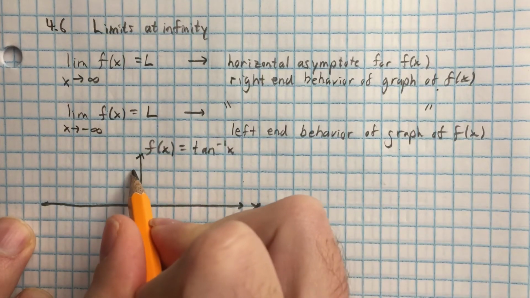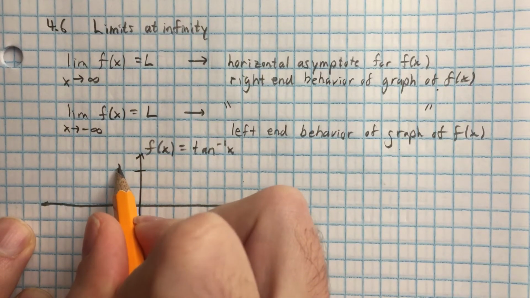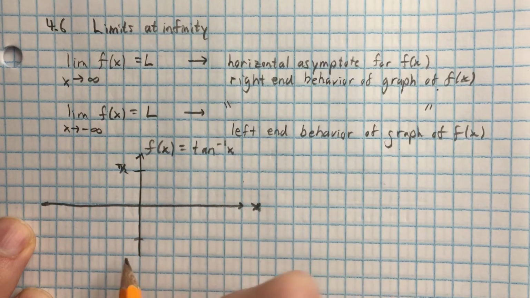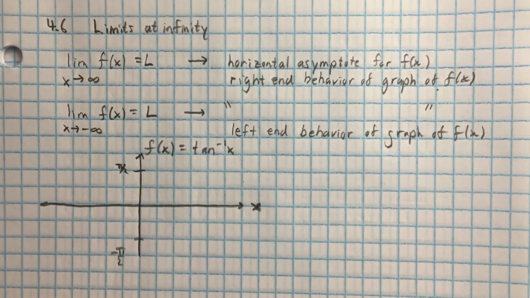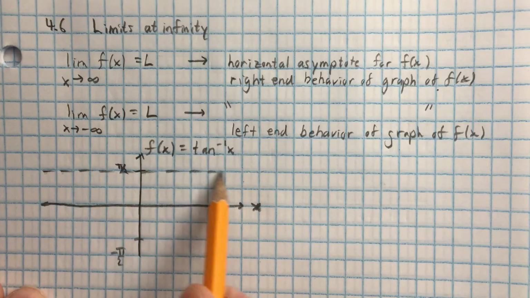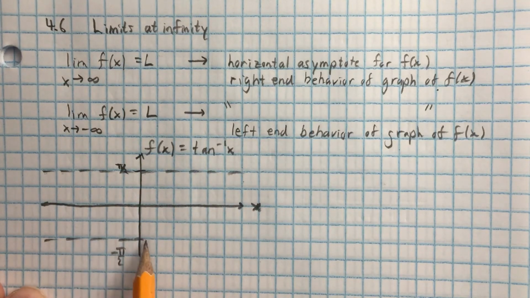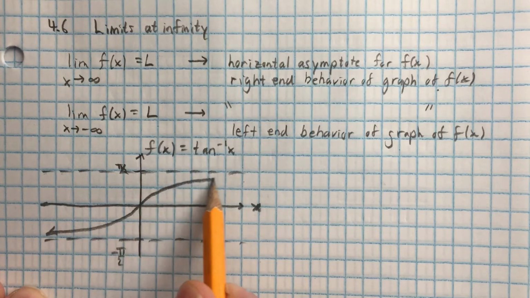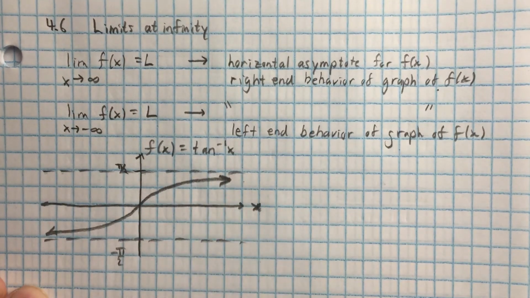All right, so we'll call this pi on 2, and symmetrically down here, negative pi on 2. It turns out that those are horizontal asymptotes for the tan inverse function. And the graph looks something like this. Well, it's good enough for our purposes.